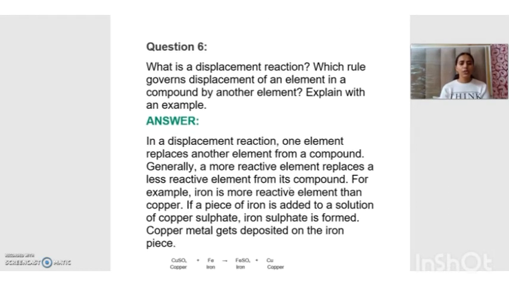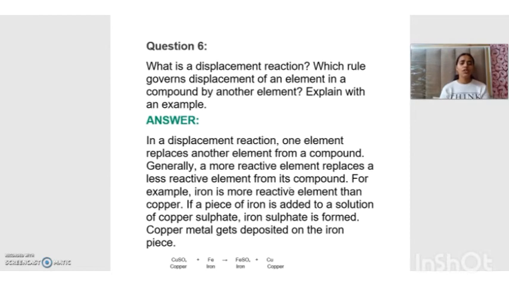So moving further, question number 6. What does question 6 say, students? Question 6 is, what is a displacement reaction? Now you have to tell what you mean by displacement reaction. Which rule governs displacement of an element in a compound by another element? Explain with an example, right?